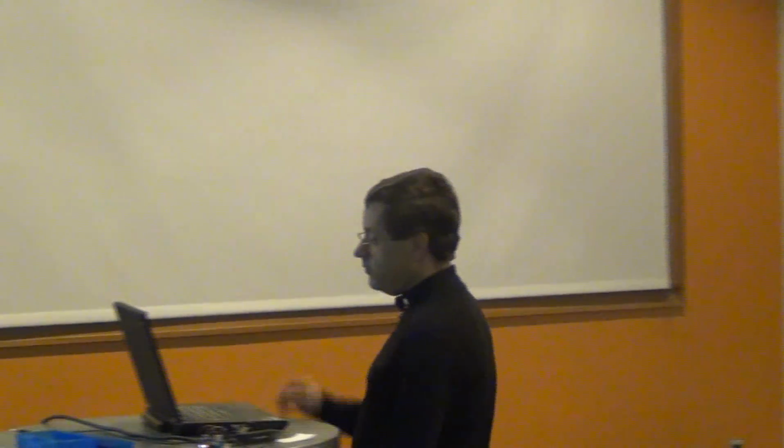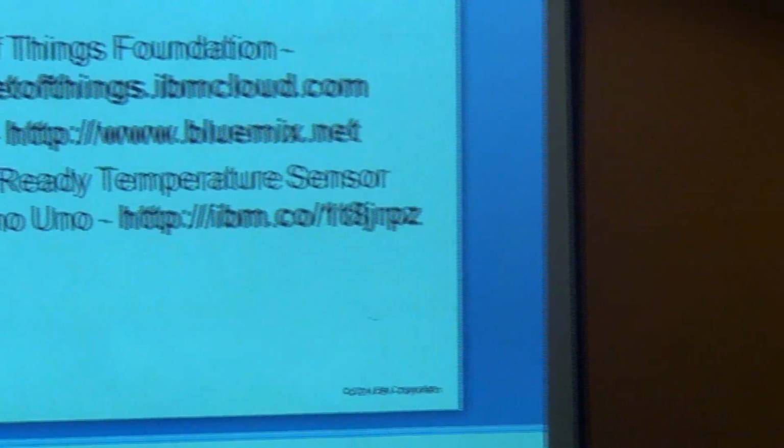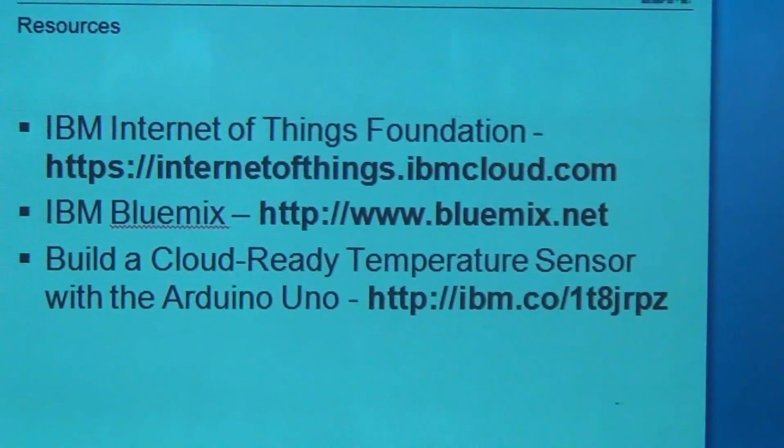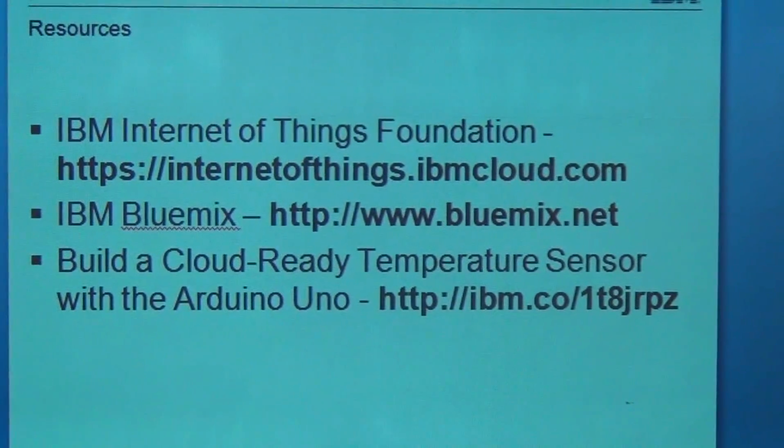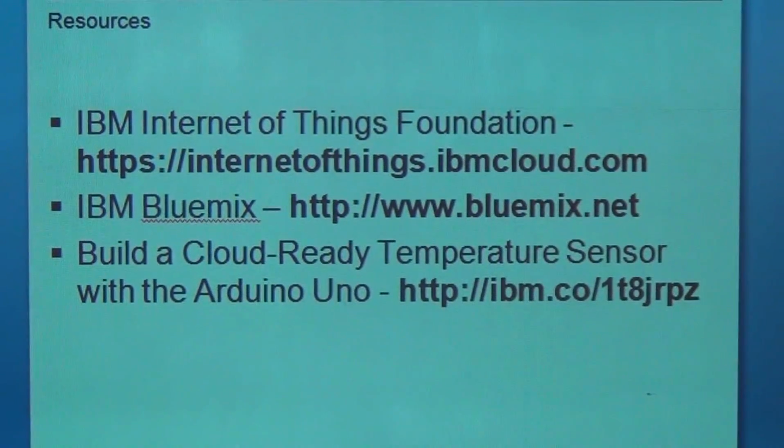Just wanted to kind of give you a quick introduction to the kinds of things that you can build. And by the way, it took me all of like an hour to build this last night. So it's really not that hard for you guys to pick that up. These are some resources that you'll be able to use. A couple to remember is www.bluemix.net, and the other one is internetofthings.ibmcloud.com. Go to those two URLs, go through the tutorials, and you should be able to get started.